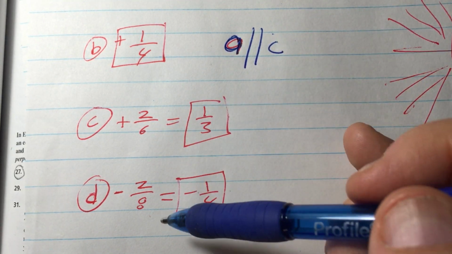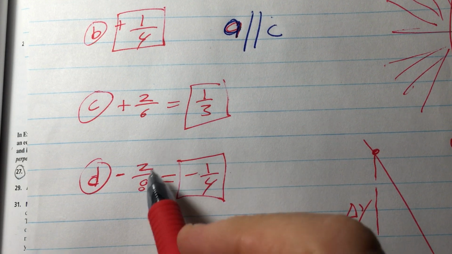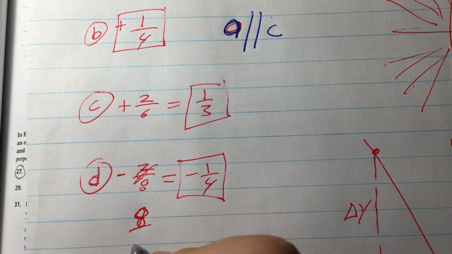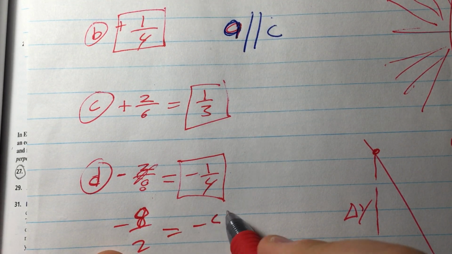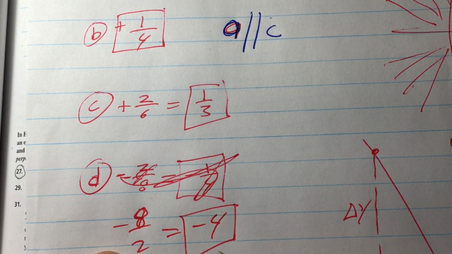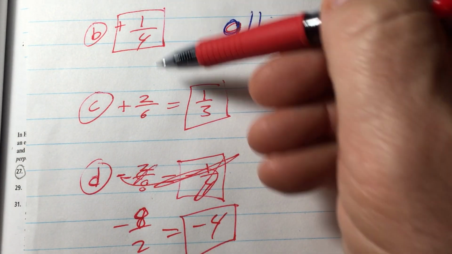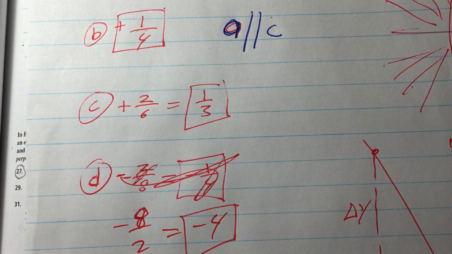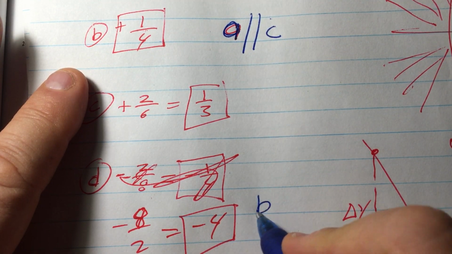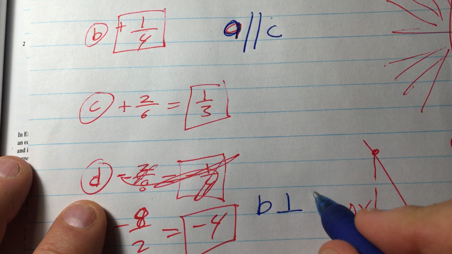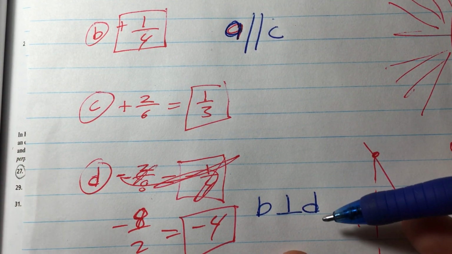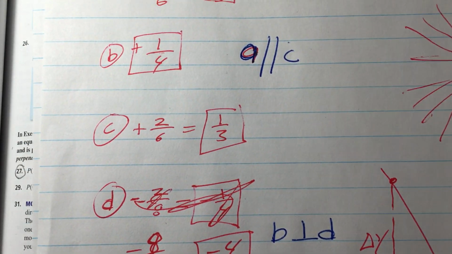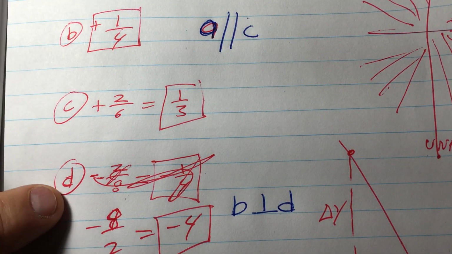Wait a minute, this right here is not right. The rise is 4, and that's 8, and that's a 2, it's a negative. That's the negative 4. This is the slope. These are not the same slope, but they're negative reciprocals, which means they're perpendicular. B is perpendicular to D. Okay, for number 7. Sorry for the boo-boo.